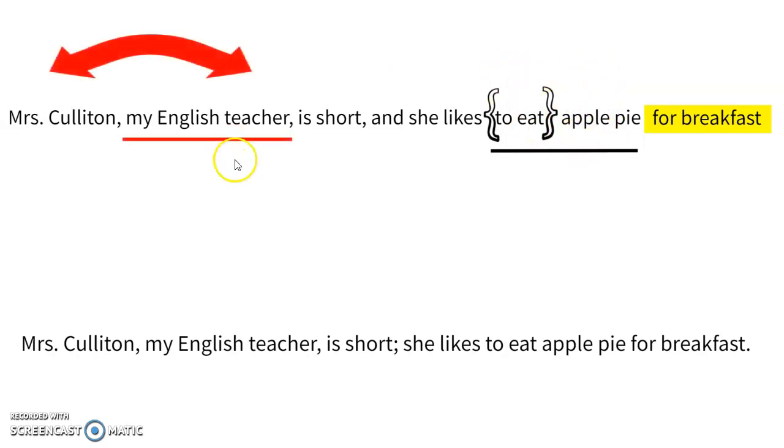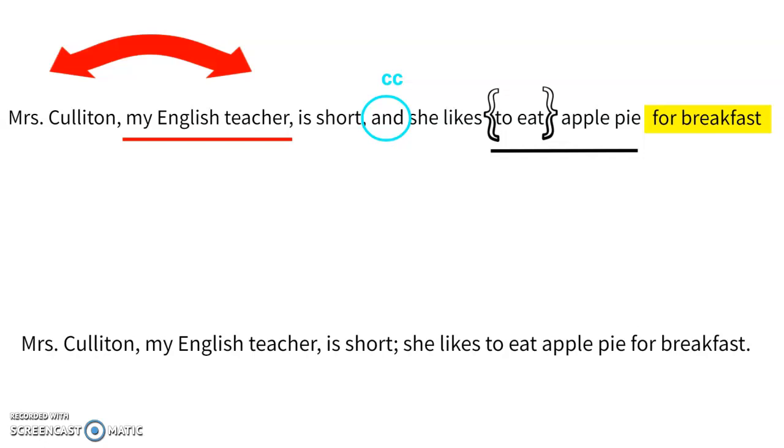We look for appositives. Teacher renames Mrs. Culleton, and it follows the name with a comma. So we eliminate all those things, and we're left with Mrs. Culleton is short, and she likes. So I see here a coordinating conjunction with a comma, so I circle it, and that's the first indication that I might have a compound sentence.